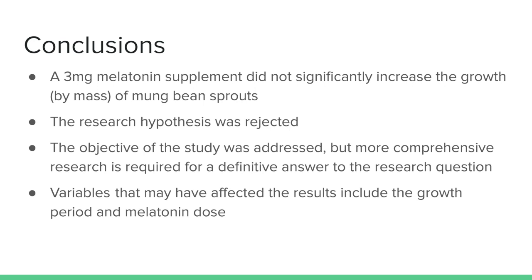Another variable which may have affected results is the dosage of melatonin. The chosen 3 mg dosage may have provided an insufficient amount of melatonin molecules for the mung beans to be affected. On the other hand, the chosen 3 mg dose may have provided too much melatonin to the mung beans, which might alter its effectiveness.